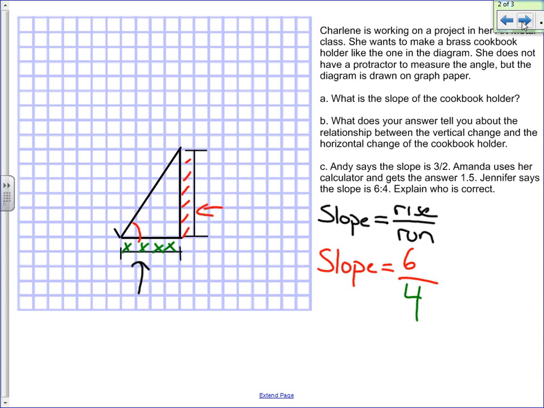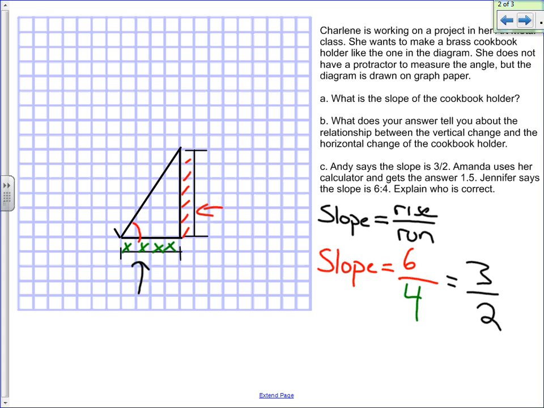Now, as a fraction, this can be simplified, right? Because both values can be divided by 2. So when I simplify this fraction, I get 3 over 2. And that's my slope represented as a fraction. Now, if we go to part B, what does this answer tell us about the relationship between vertical change and horizontal change of the cookbook?